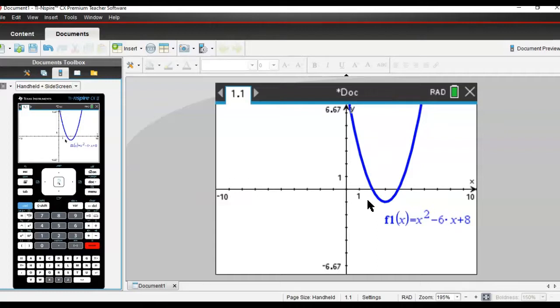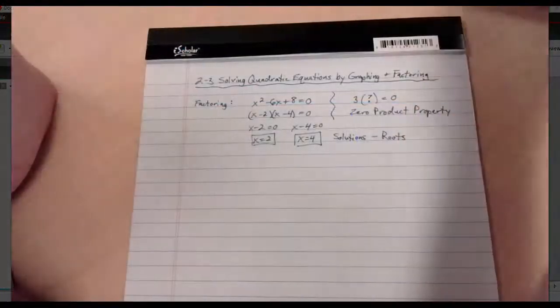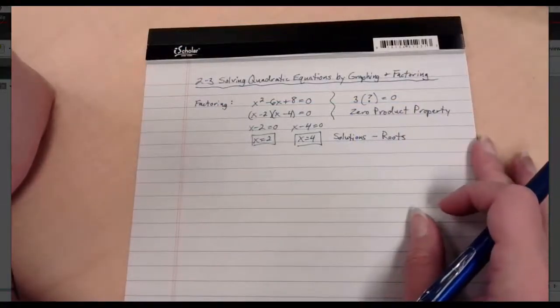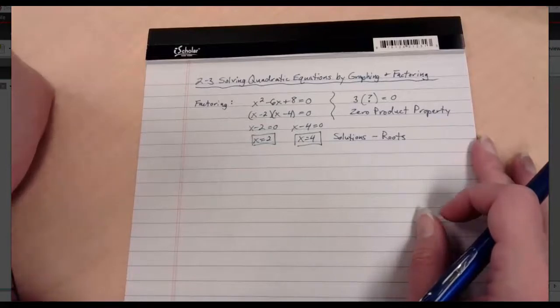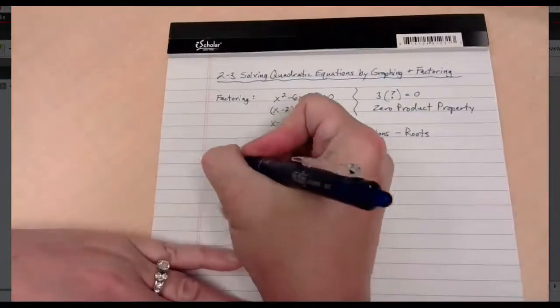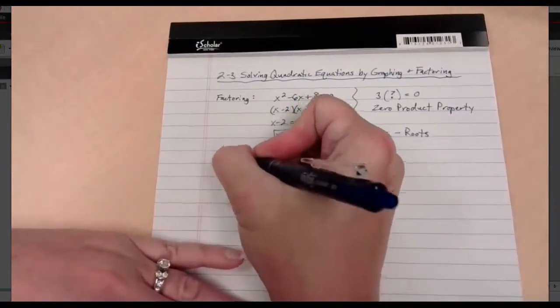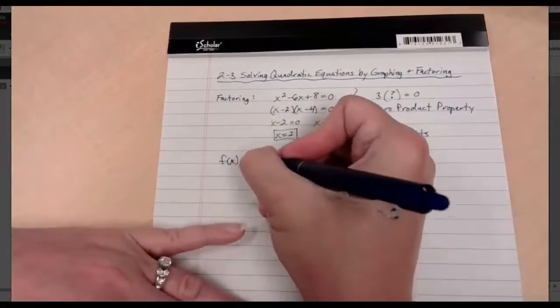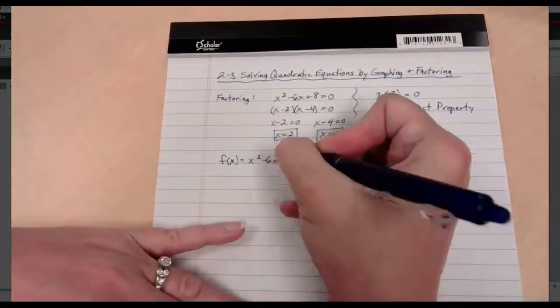They were my solutions. This thing crosses the x-axis at 2 and at 4. So my x-intercepts match up with my solutions. That is not accidental. Really and truly, I promise you it's not. Because, let's think about this. What I just graphed was f of x equals x squared minus 6x plus 8.